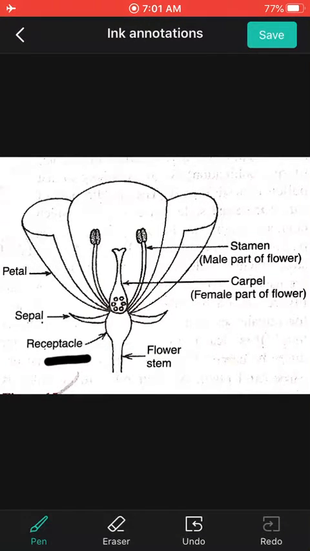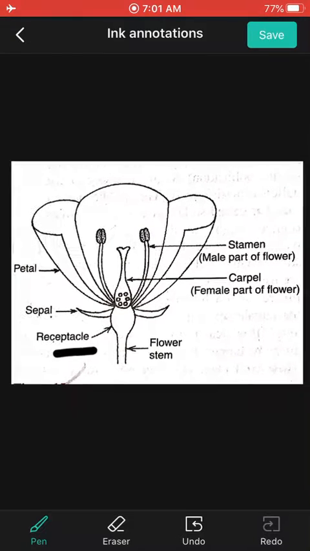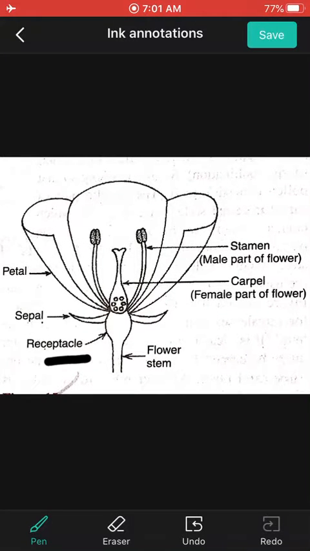the receptacle, you can see now this is the sepal, and the petal is here. These are the colorful leaves, these are petals. Now the important part comes when we talk about stamen and pistil, that is carpel. Stamen is the male reproductive part, while carpel is the female reproductive part.